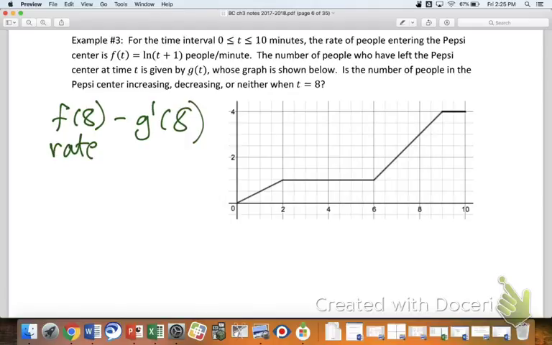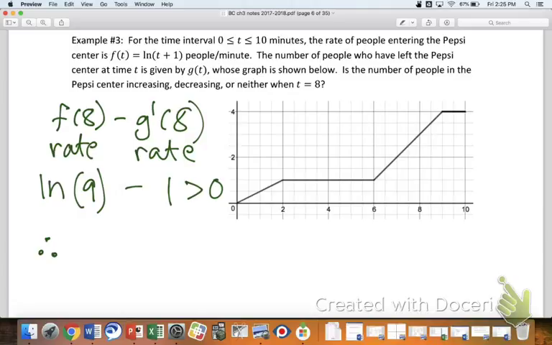Okay, that's all right. So this is also a rate. I know that f of 8 is going to be natural log of 9. And g prime of 8 is 1. So it'd be natural log of 9 minus 1. And honestly, you don't even really have to put this in the calculator. You could if you wanted to. We can say for sure that that's positive. So I think we could say, therefore, the number of people is increasing in the Pepsi Center.